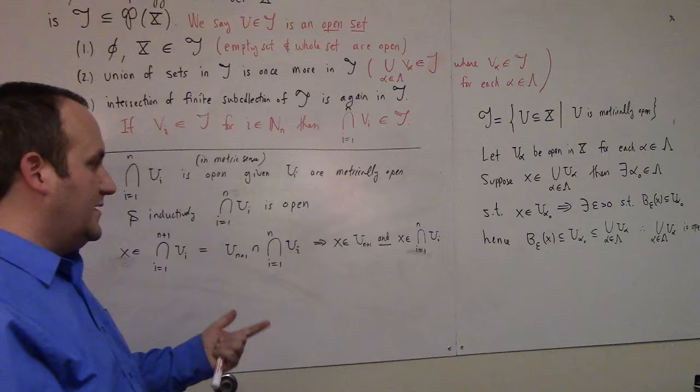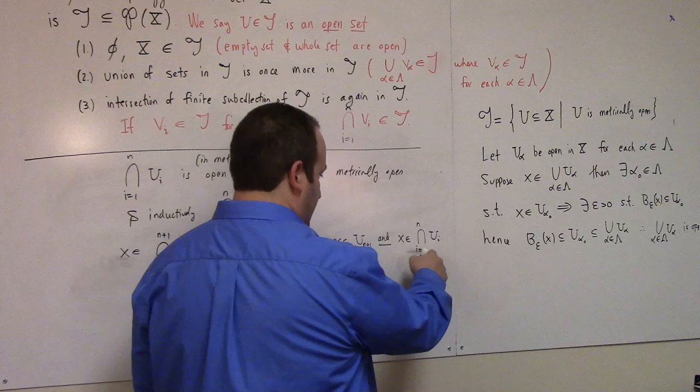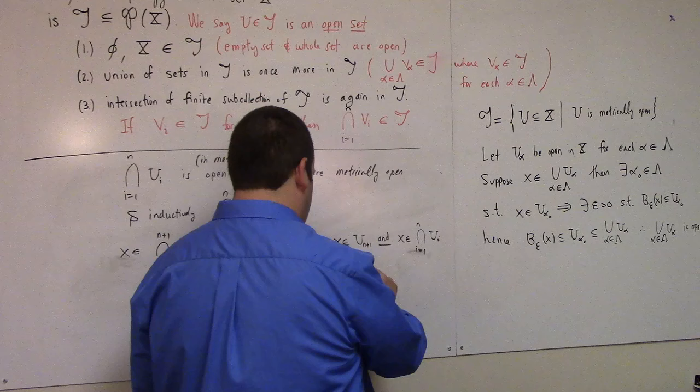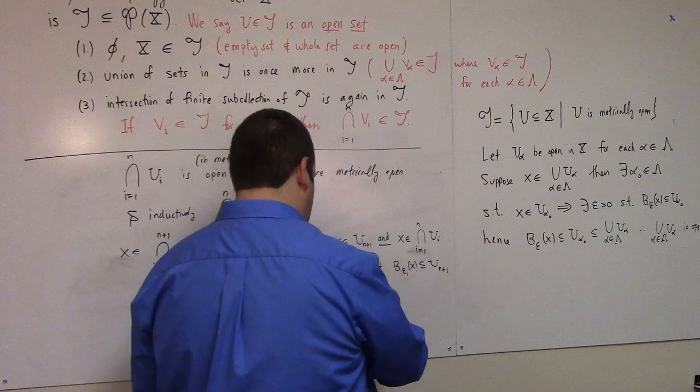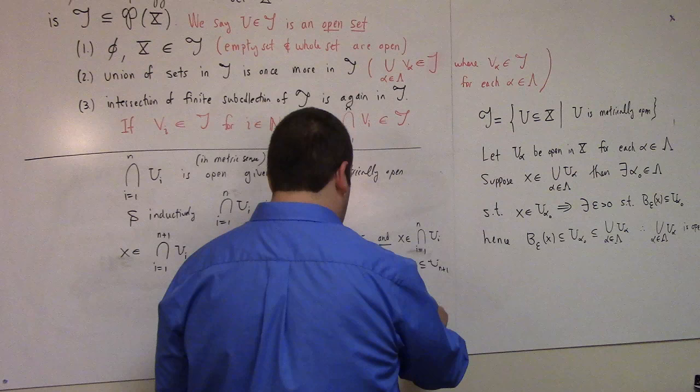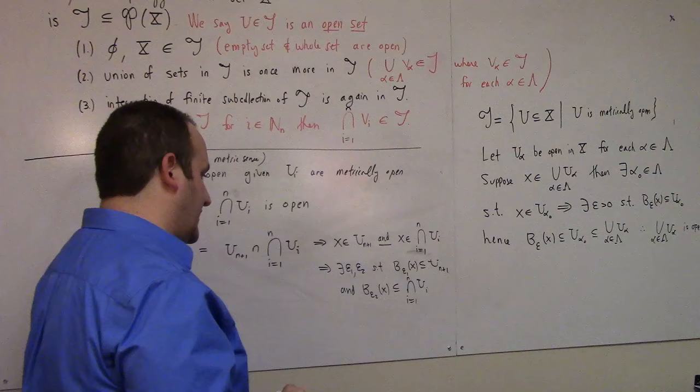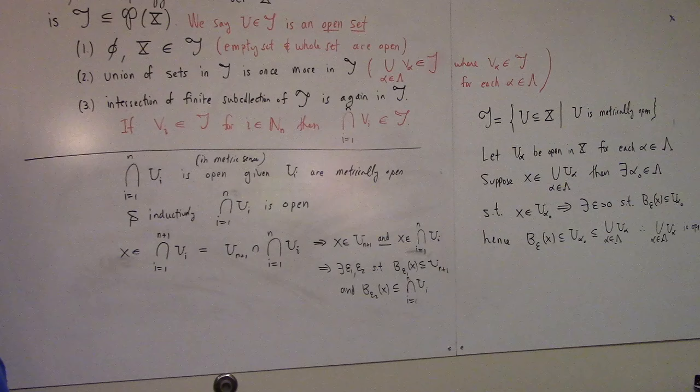Now, the induction hypothesis says what? That implies that there exist epsilon 1 and epsilon 2 such that B epsilon 1 of X is a subset of U sub N plus 1, and B epsilon 2 of X is a subset of the intersection, i equals 1 to N, of U sub i. Here I'm using the induction hypothesis. So now I would need to show that there's some epsilon 3.